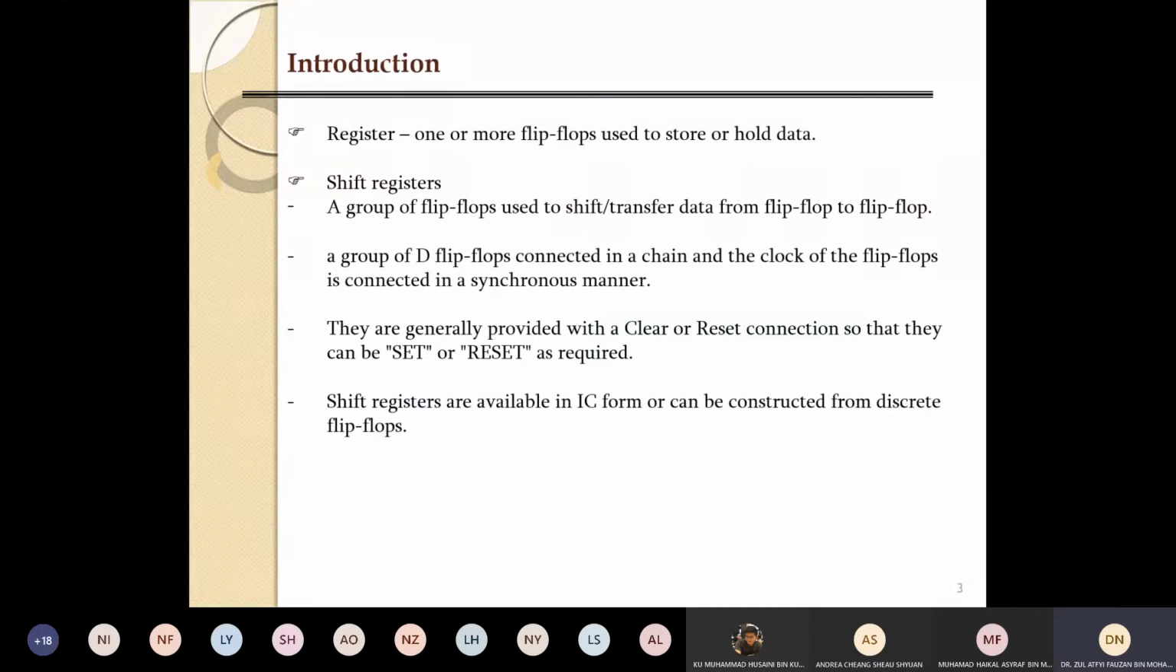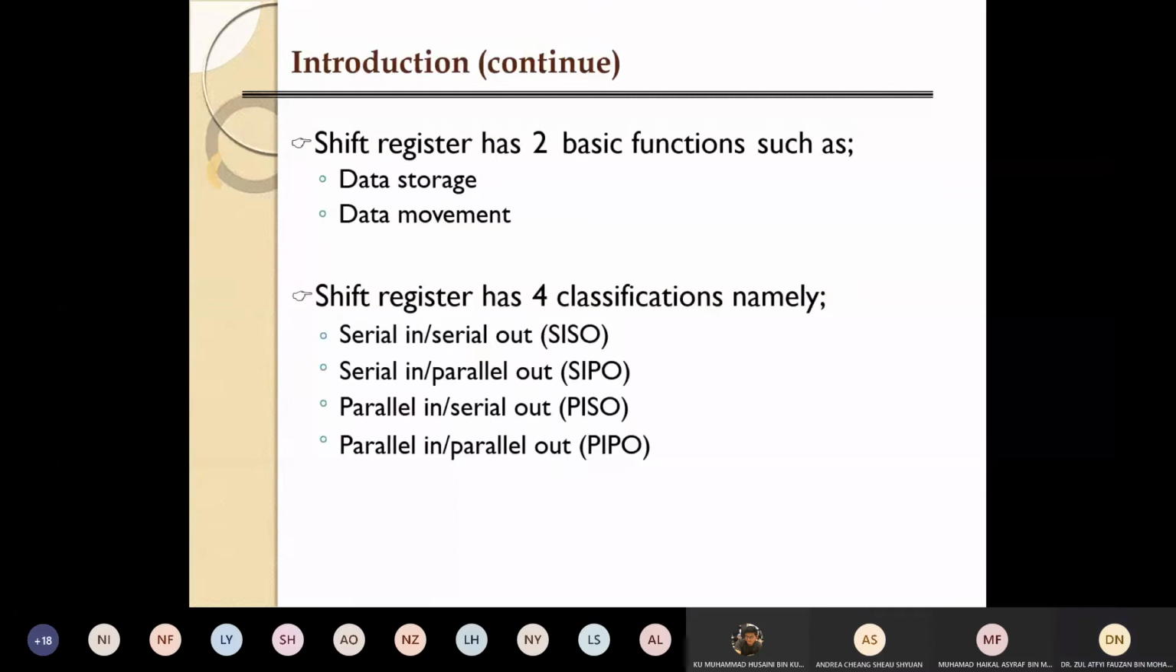Okay, so actually the shift registers of the 4 types are already built in one IC chip too. And then in simple words, shift register has 2 basic functions. The first is data storage, the second is data movement. So you have to remember this. Data storage, data movement. And then the types of shift register, that is 4 types: SISO, SIPO, PISO, and PIPO.